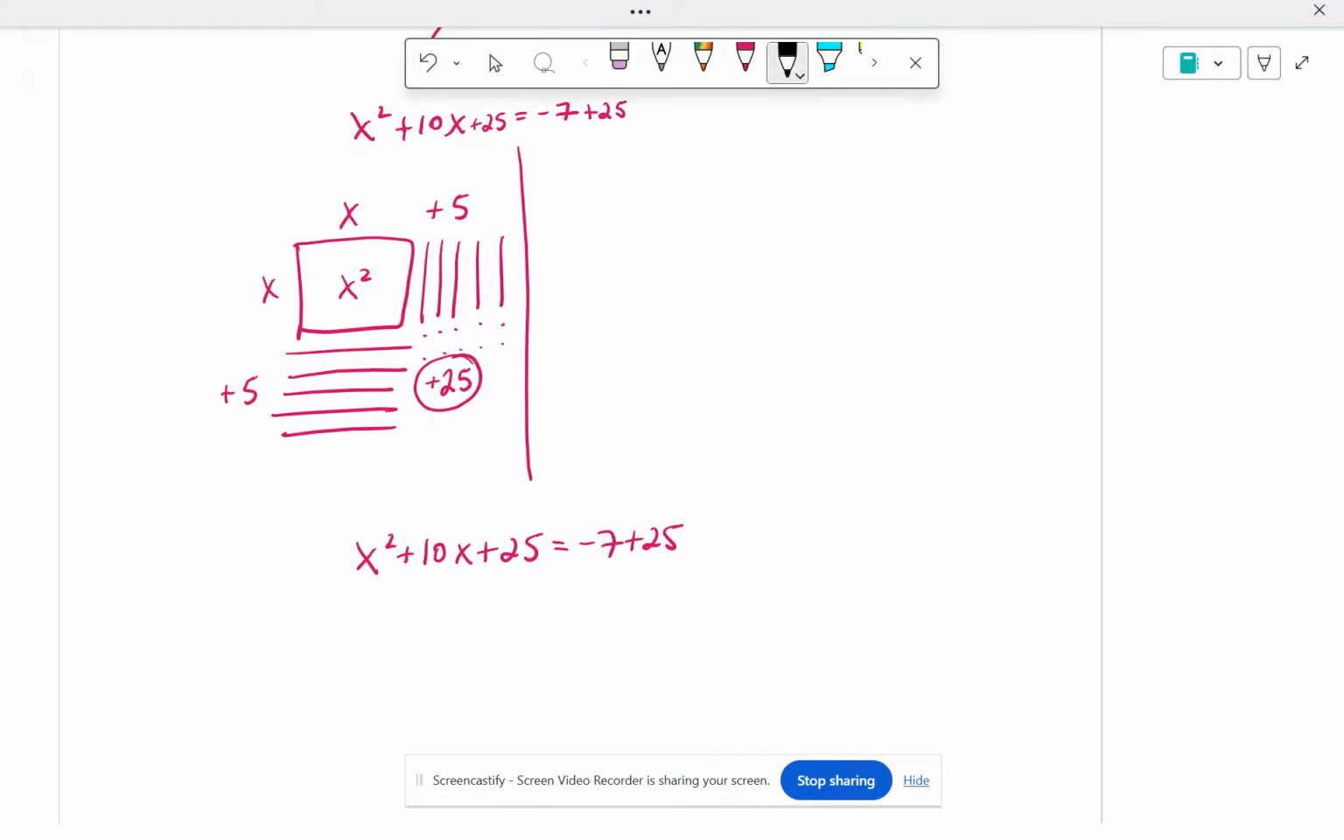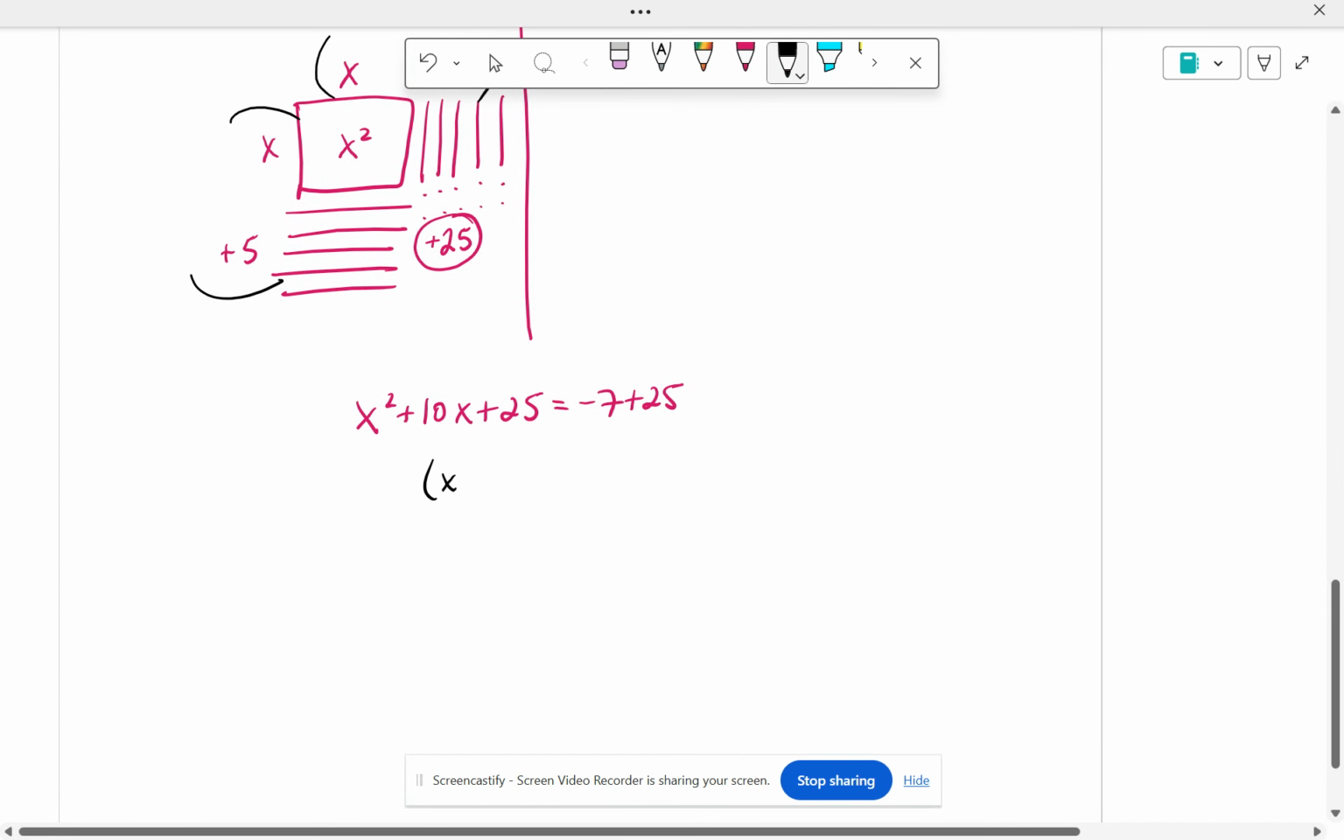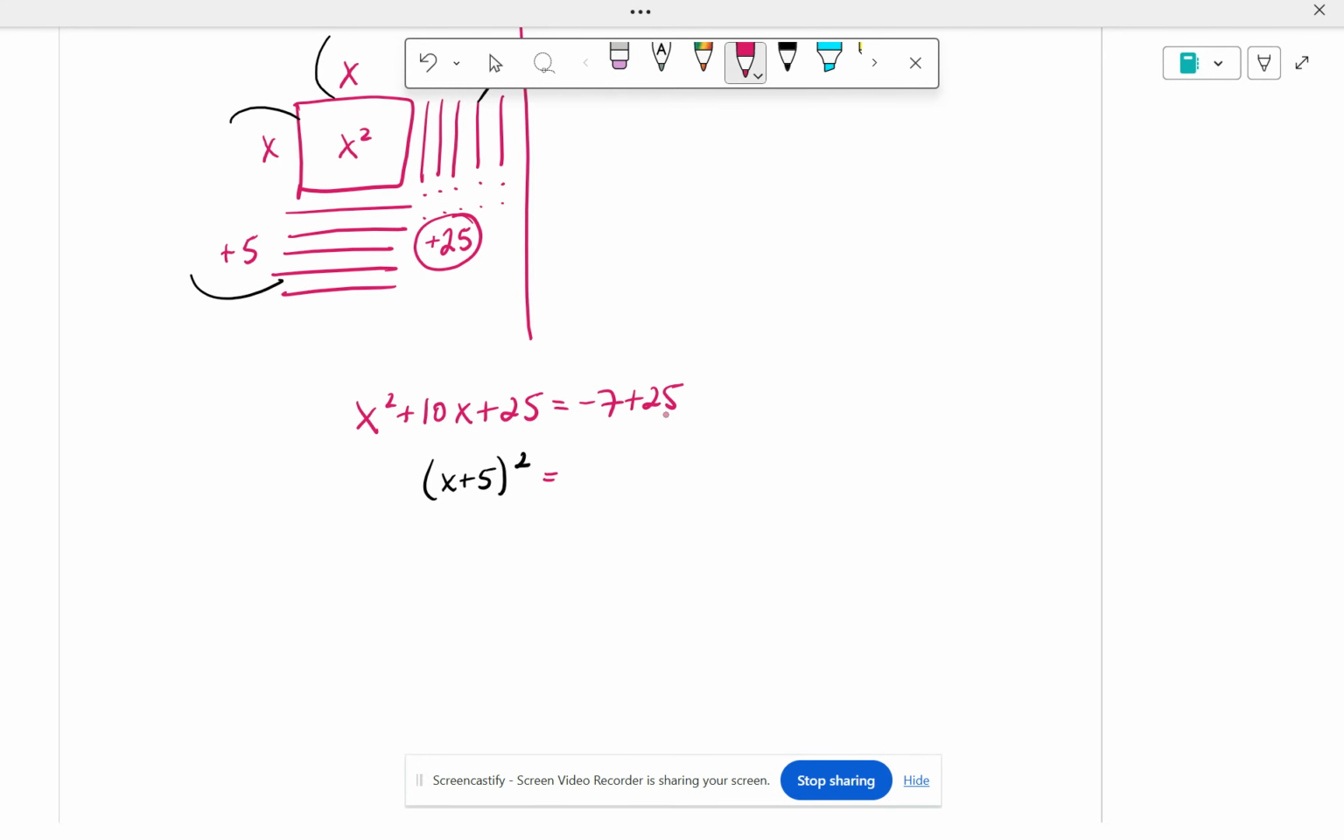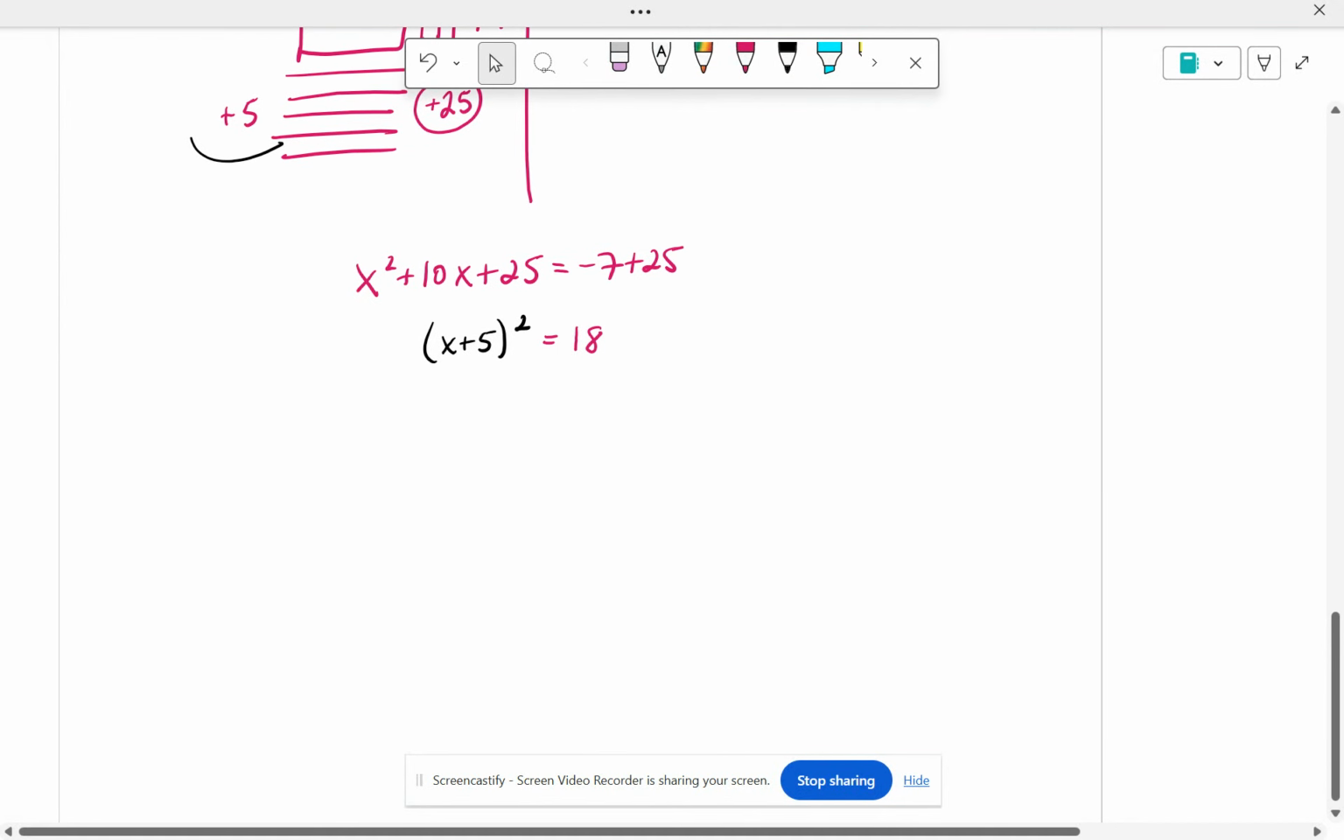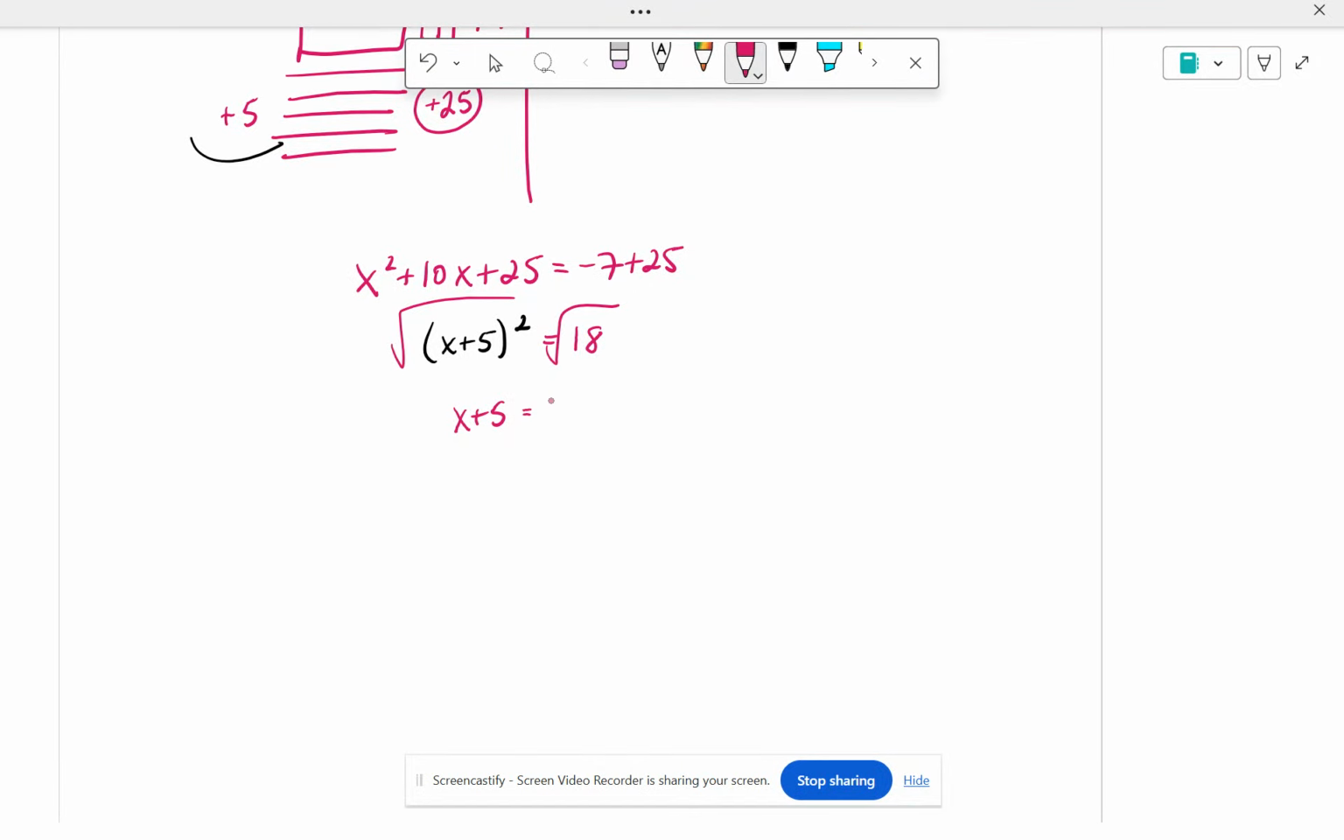Now I'm going to factor the left-hand side, and remember, your area model does it for you. It becomes x plus 5 squared. That's why we love the area model. And then 25 minus 7 is going to give me 18. I then square root both sides, and I get x plus 5 equals the square root of 18.